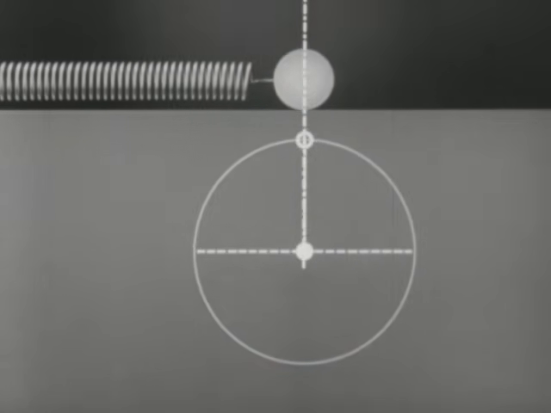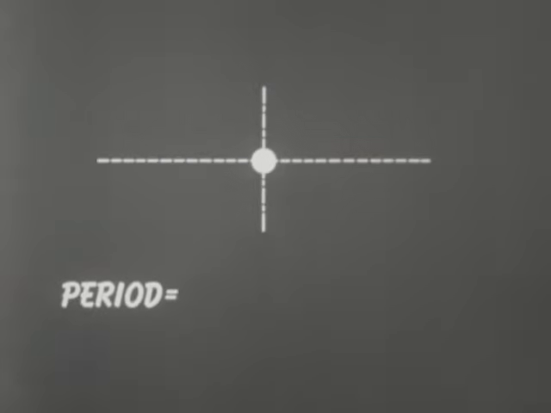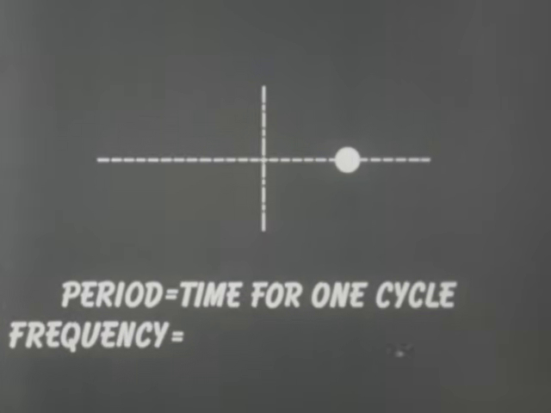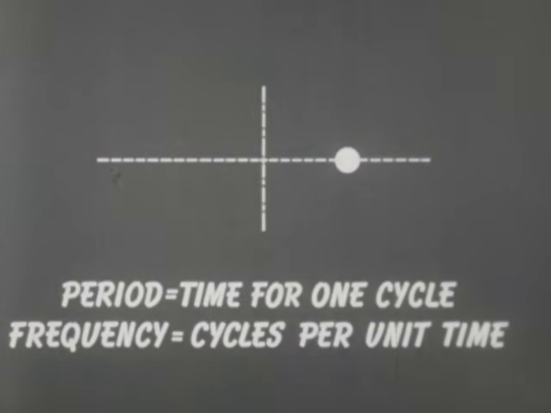The period in simple harmonic motion is the time for one cycle, whether we start and finish at the central equilibrium position or at any other point. The frequency is the number of cycles per unit time.